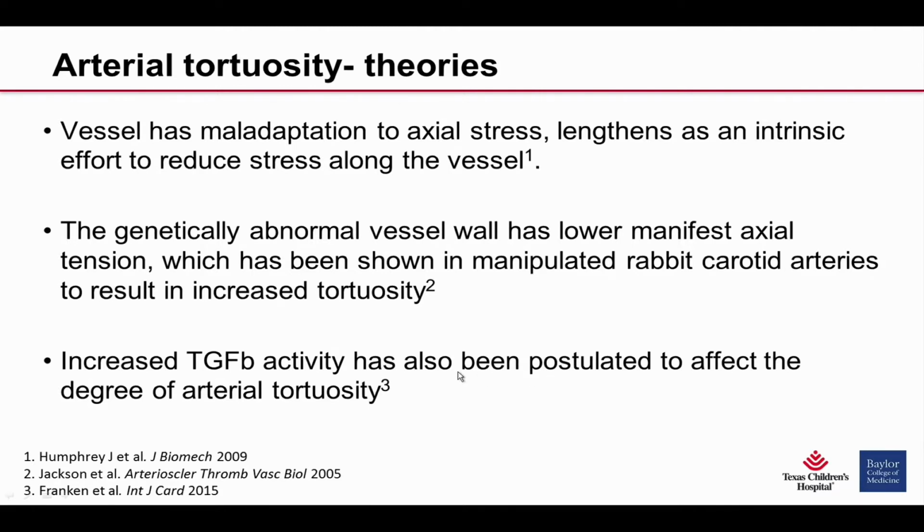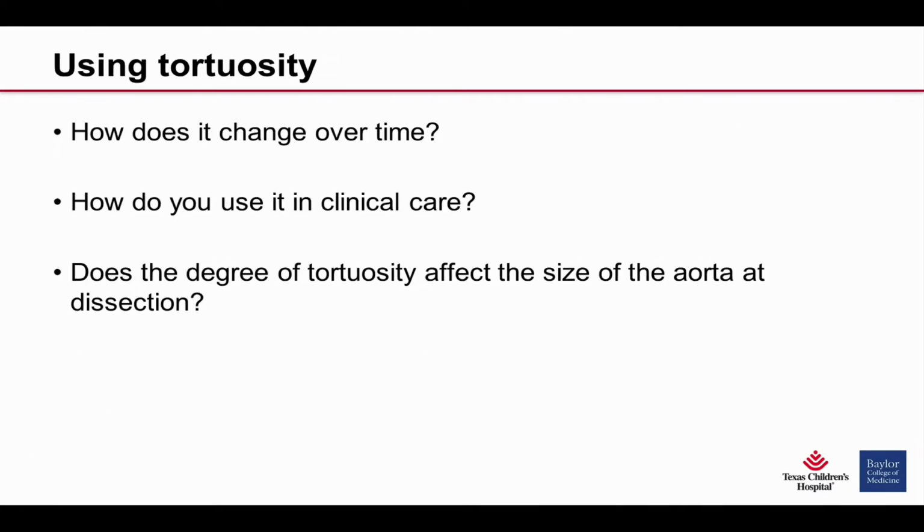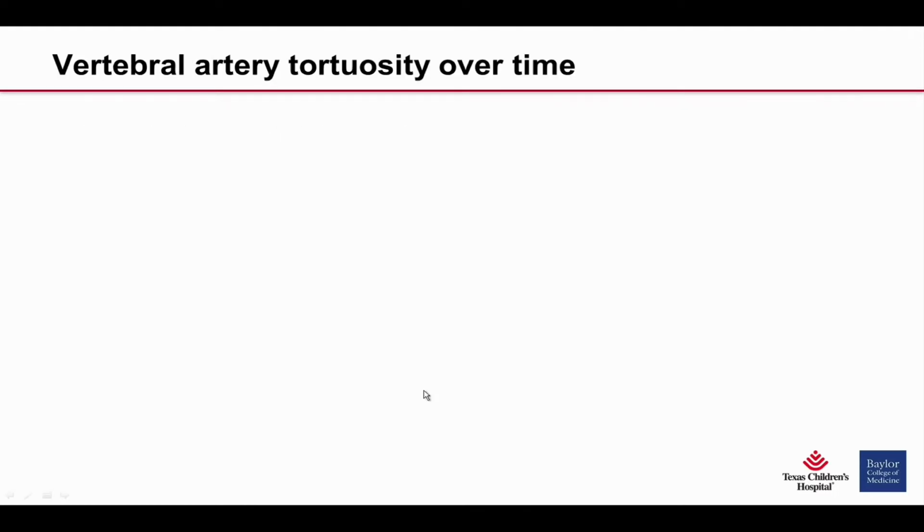Now, all of those theories, when we thought about it, we said, well, how would tortuosity change with age? So we just took a one-time measure of tortuosity and said, is it associated with dissection or death? Yes. But is this a static factor or is it a dynamic factor? Does it change with age? Do we follow it? And then how do you use it in clinical care? If you say, oh, you're above 50, you're severe, but does that mean you're going to dissect soon? How do we use it? So we've done further work to try to characterize this.